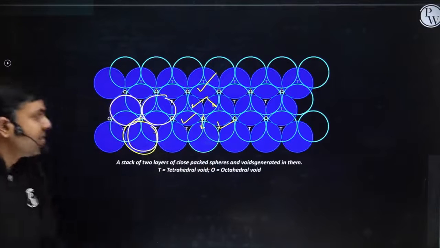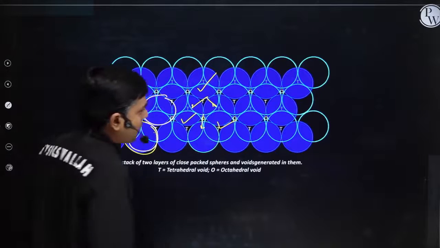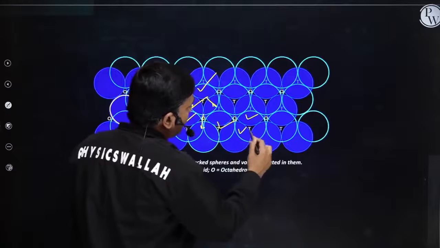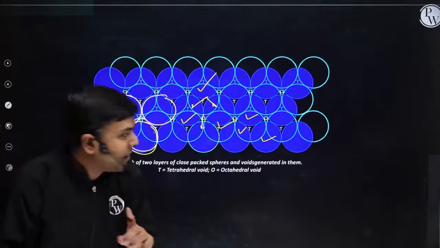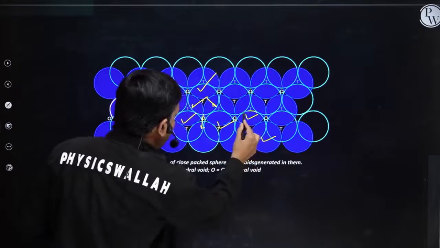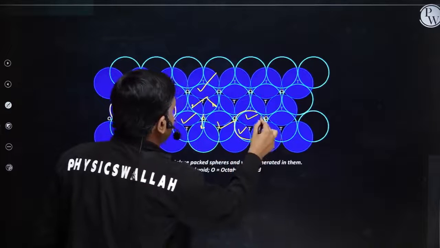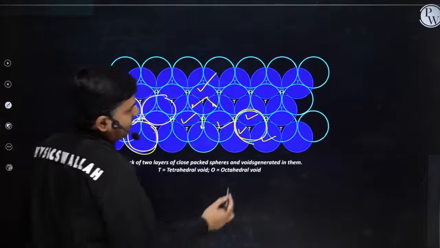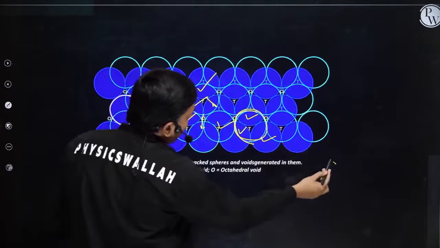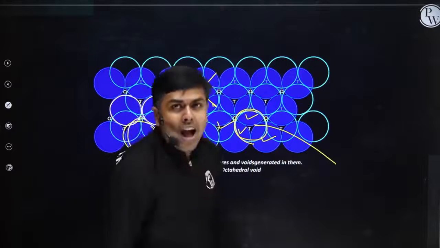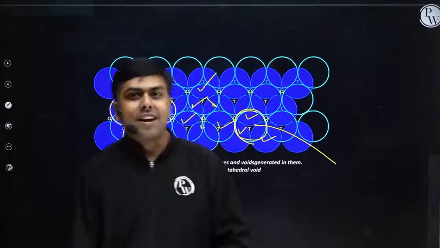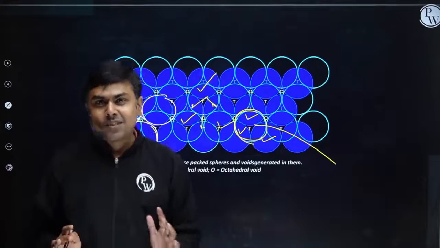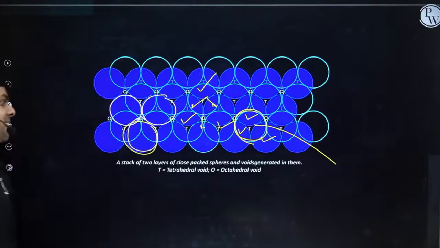Am I clear? Similarly, let's have a look at the tetrahedral void. 1 sphere, 2 sphere, 3 sphere touching each other, and the 4th sphere, this particular sphere, is exactly placed on the triangular void. As soon as I cover this triangular void, and if I look from the side view, I am going to get a tetrahedral void. Is this clear, students? Let's move ahead.